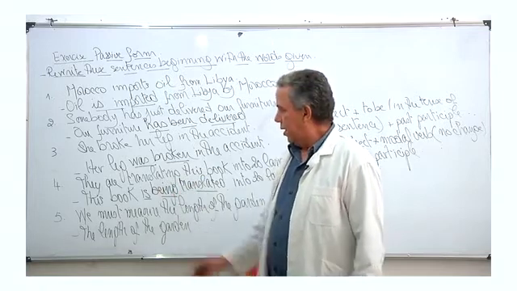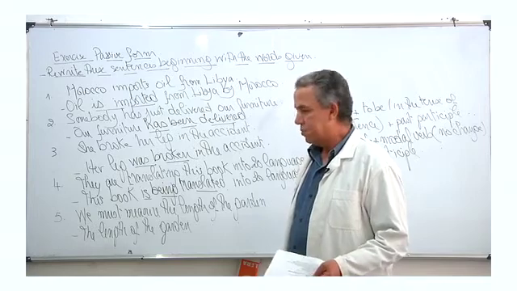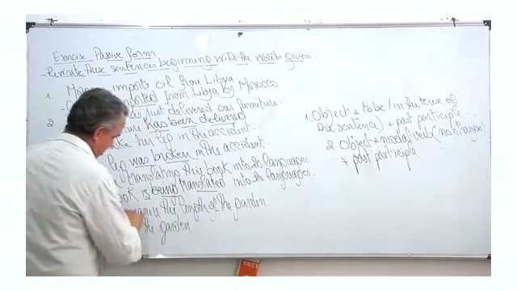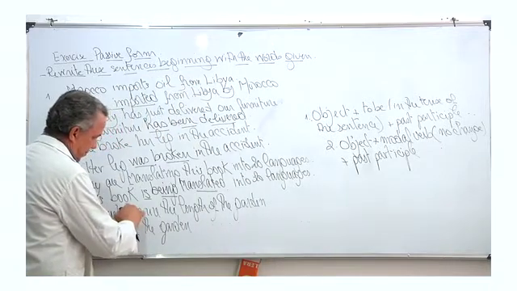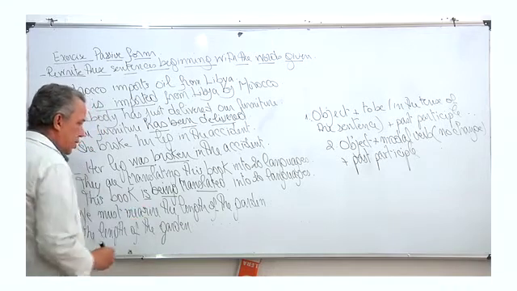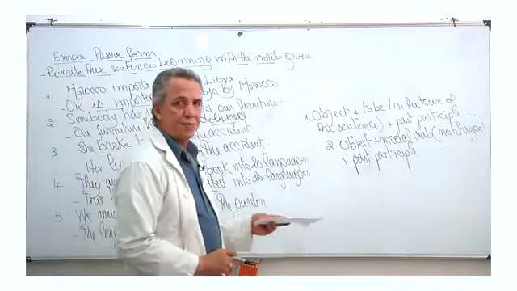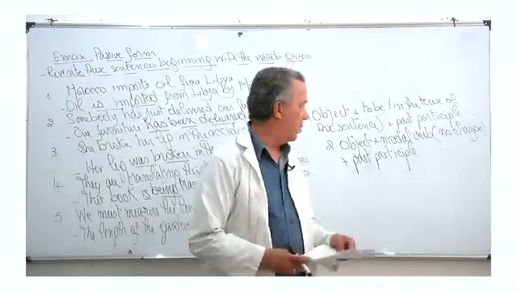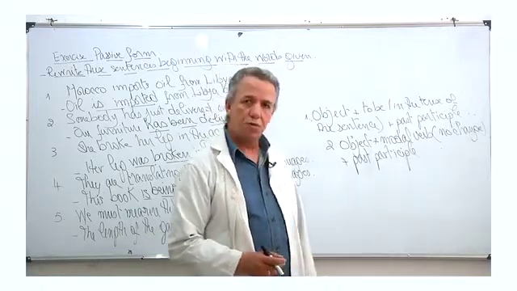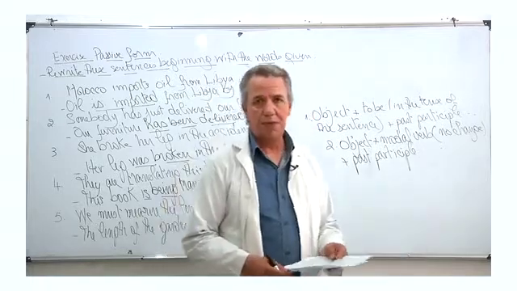Okay. Number 5, the sentence number 5: we must measure the length of the garden. This is a sentence which includes a modal verb, and this is the second rule. Rule number 2, which is object plus modal verb. We don't change the modal verb, plus past participle of the main verb.